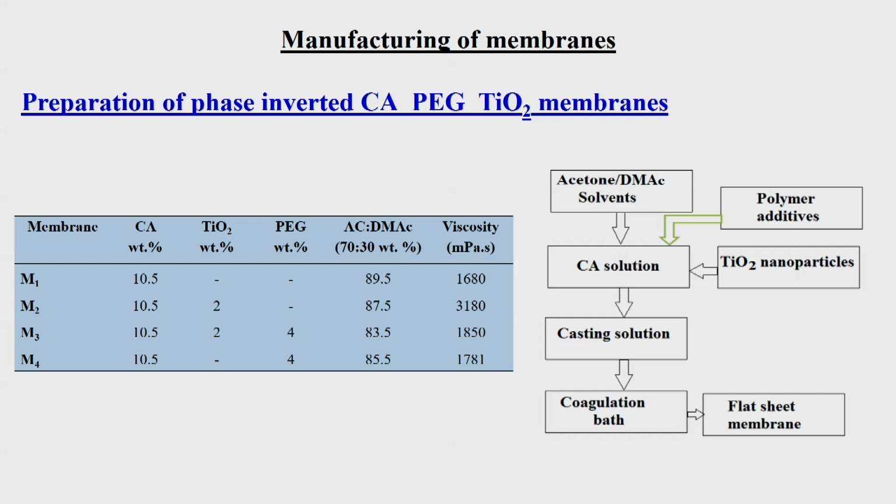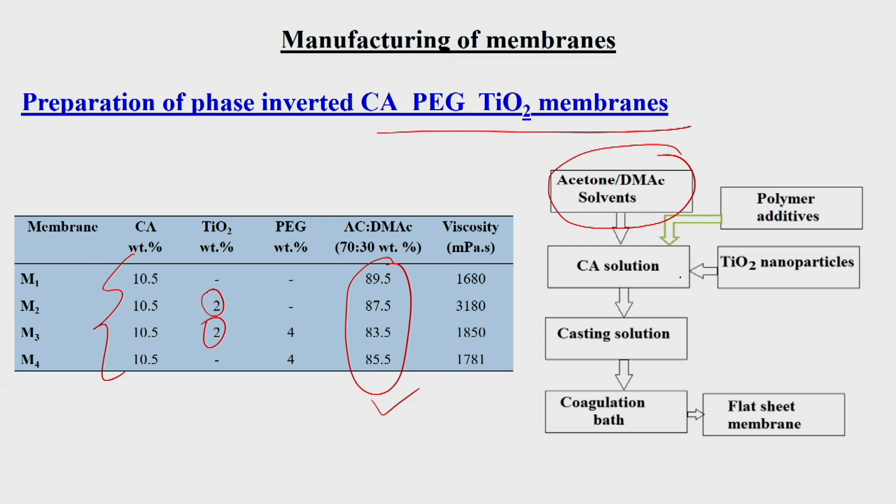So, sometimes a phase inverted cellulose acetate PEG TiO2 membrane can also be formed. In that case, TiO2 will be added during the cellulose acetate dissolution in acetone and DMSO. Then, in the cellulose acetate solution, we need to put some polymer additives like PEG or PVP.